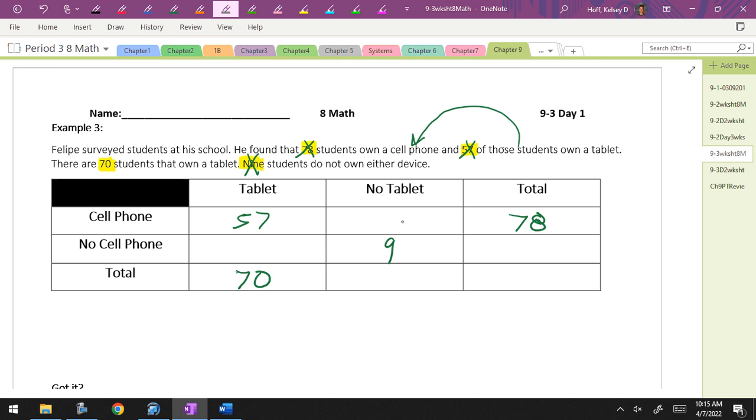How many students have a cell phone but no tablet? 21. How many have no cell phone but yes, a tablet? 13. How many total no cell phones? 22. Total no tablet? 30 total kids. Does that add both directions? Yes.